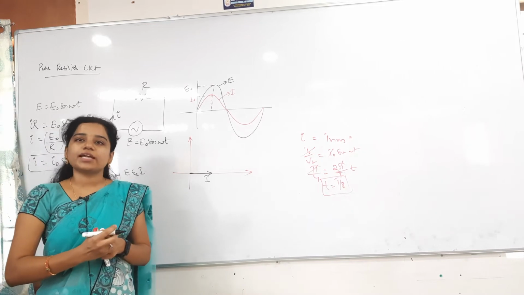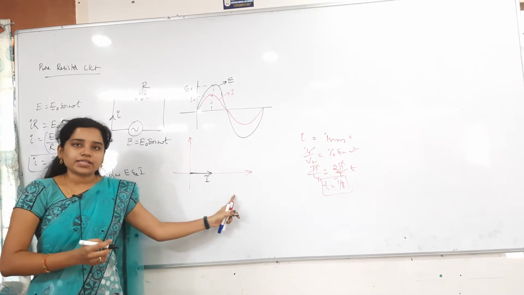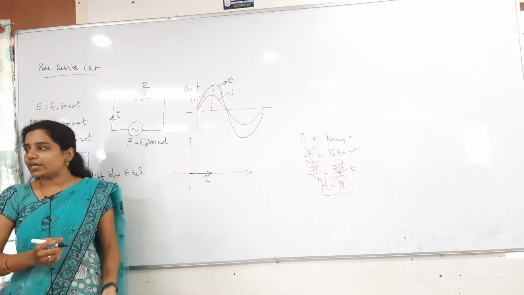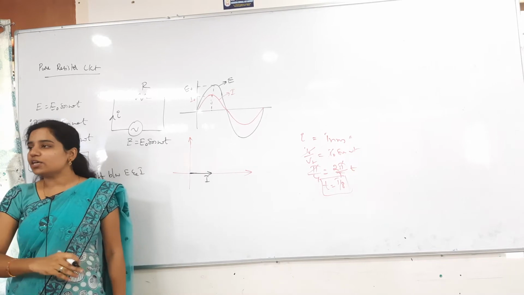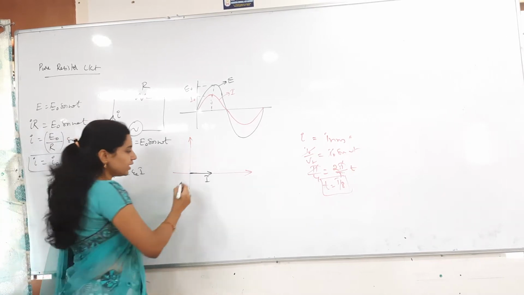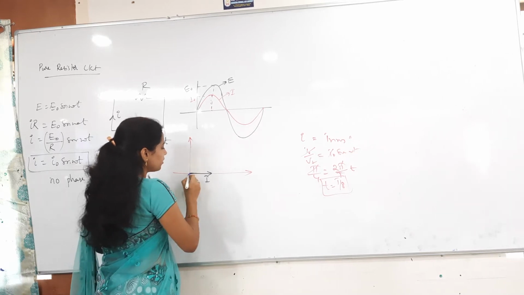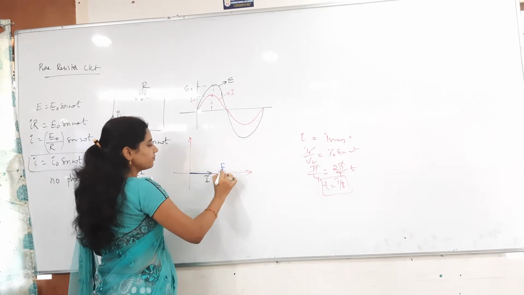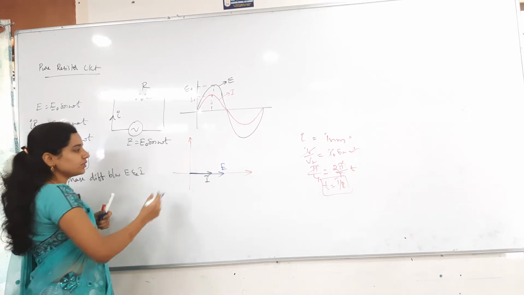If the phase difference is 90, the current is on the x axis and the voltage will be on the y axis. If it is leading, it is on the positive y axis; if it is lagging, on the negative y axis. So here voltage also will come in the same direction only because they are not having any phase difference. This is the E I got. That is the phasor diagram we got.